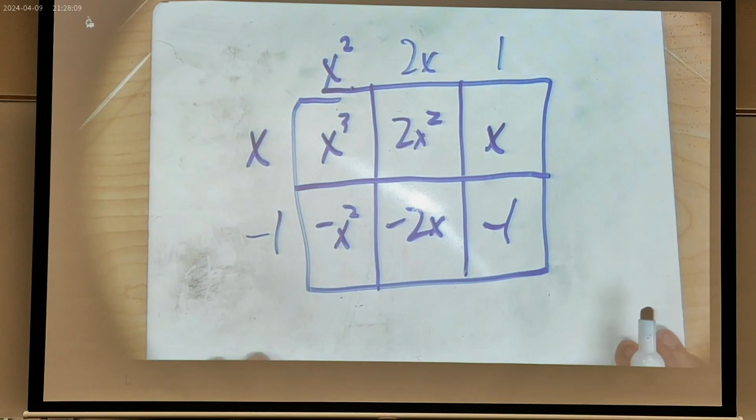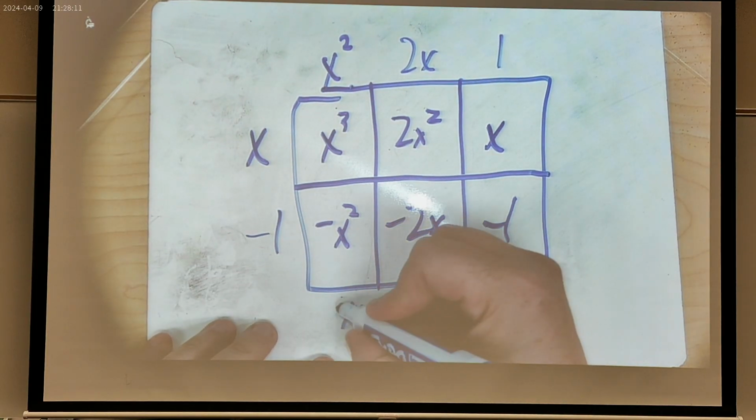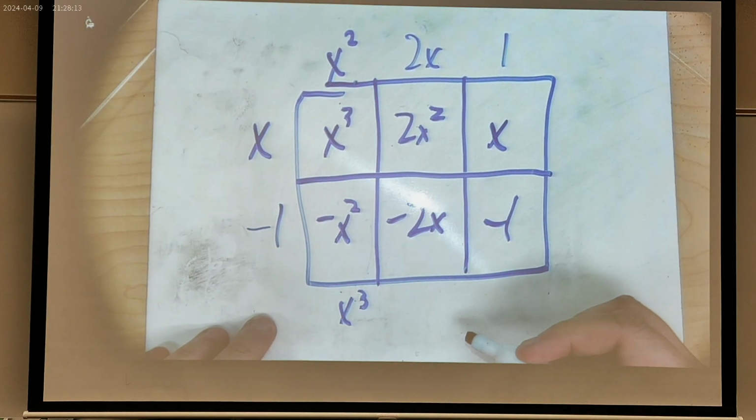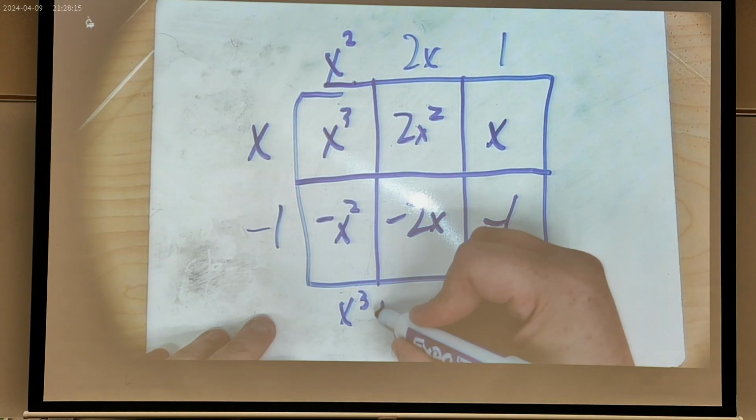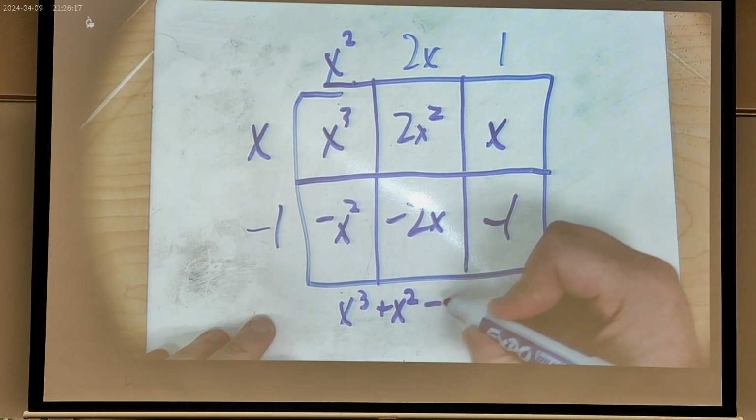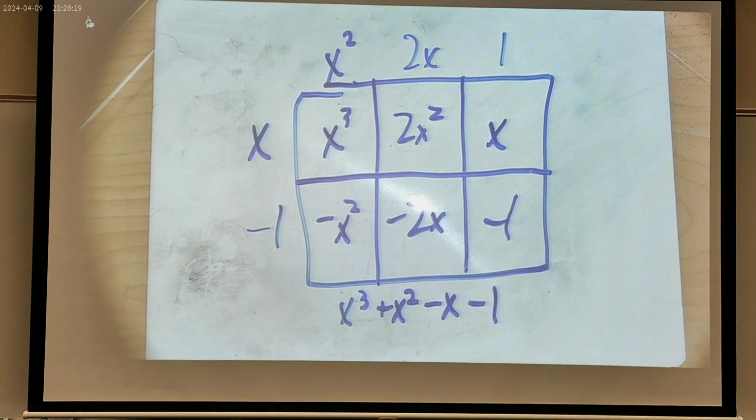All right. Now I'm going to combine all the like terms. Gives me x to the third. Like I said, they're not all challenging problems. They just look intimidating, you know? So that gives me x to the third plus x squared minus x minus 1.